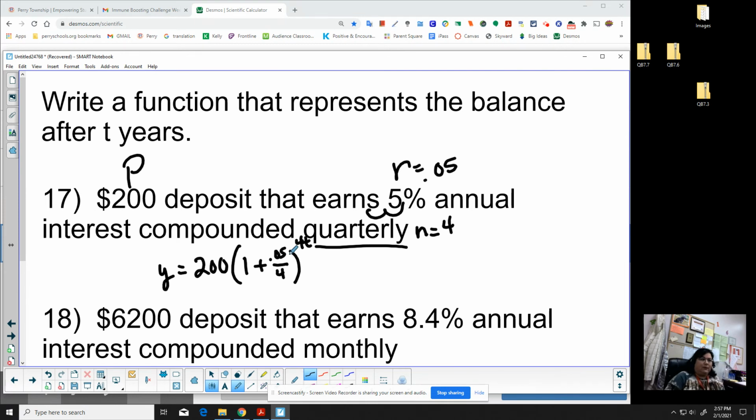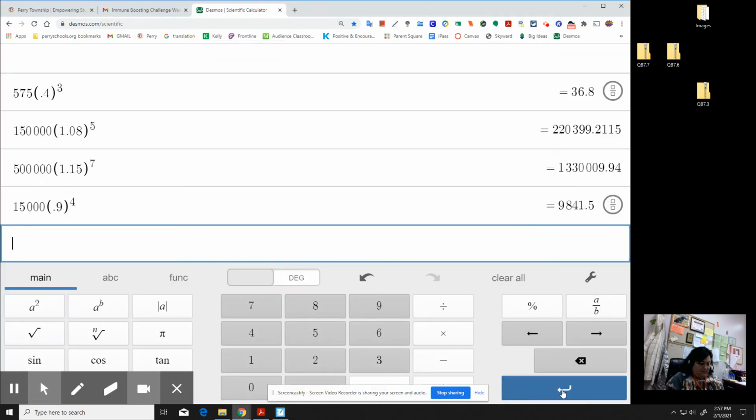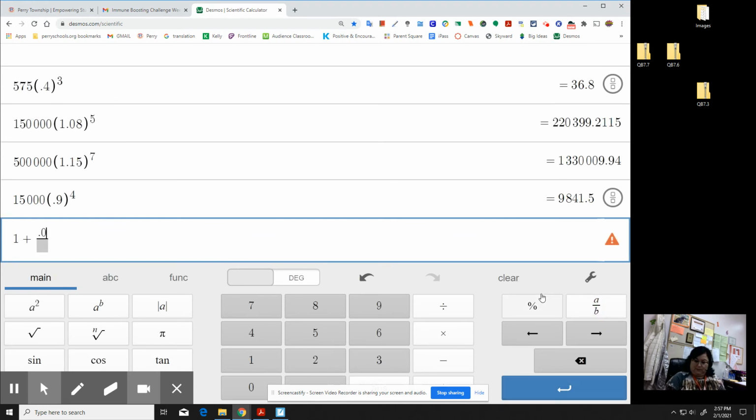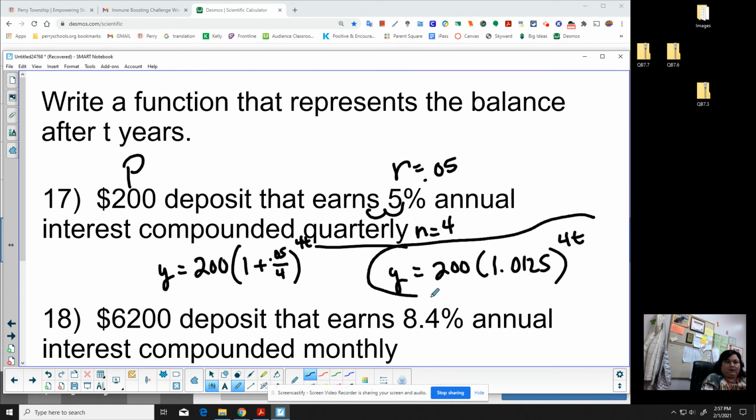So 1 plus 0.05 over 4. Let's see if I can get that simplified using the calculator. So 1 plus fraction 0.05 over 4. And it gives me 1.0125. 1.0125 to the 4t. So this is my equation right there. So honestly, I just put this into the calculator and I typed it exactly like it's written.